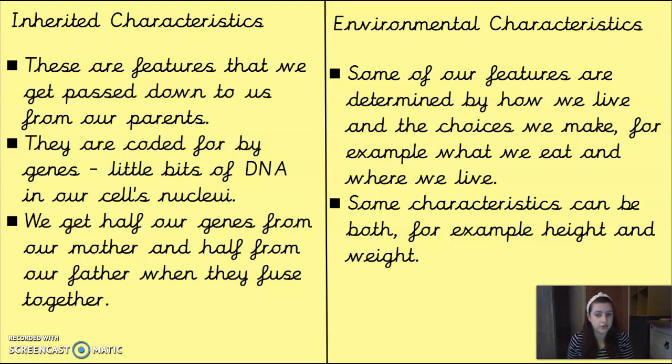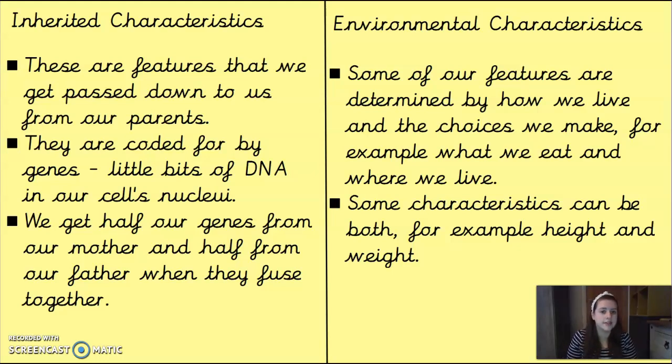We get half our genes from our mother and half from our father, and when they fuse together, you may think you look more like your mum, for example, but you do have half your genes from each, but they might not be as visible. So if you get half your genes from your dad, they might not be as visible as what you get from your mum. But when DNA mixes together to create you, you get an equal amount from both.